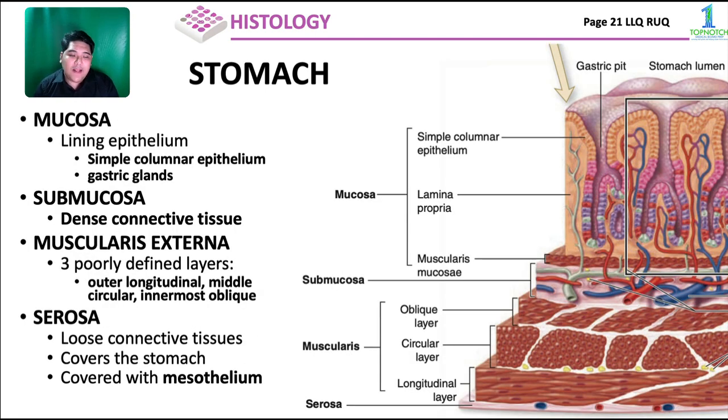Now, ito yung pinaka-importante in histo. The mucosa or lining epithelium is simple columnar epithelium with gastric glands. Submucosa is dense connective tissue. Muscularis externa mo, you have 3. Usually, di ba, dalawa lang, inner circular, outer longitudinal. Sa stomach, meron kang outer longitudinal, innermost na oblique, and then you have your middle circular. Please take note of this. Now, the serosa, it is a loose connective tissue that covers the stomach and with mesothelium.